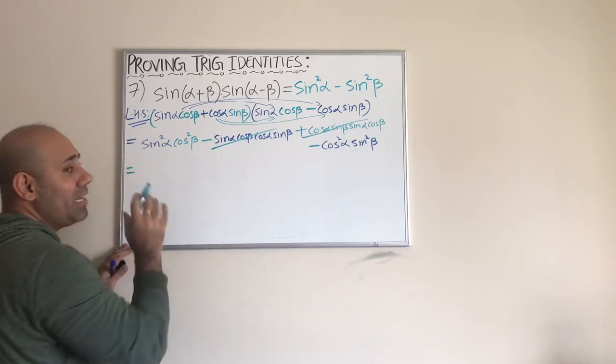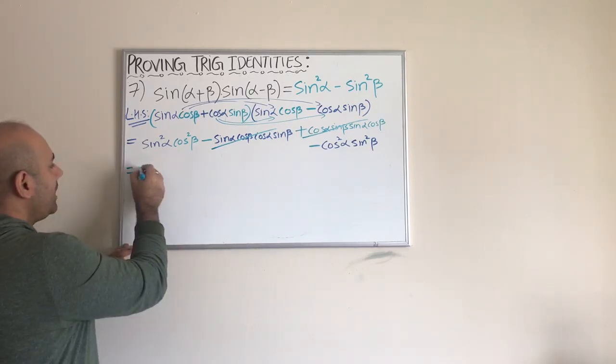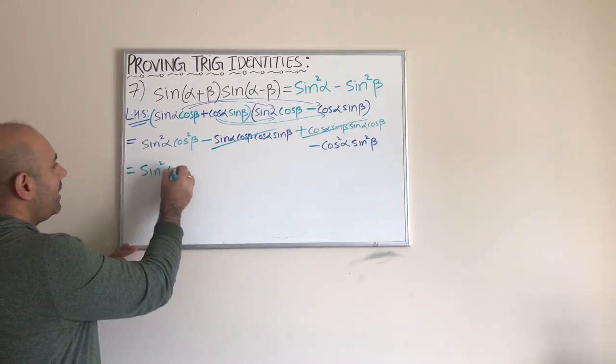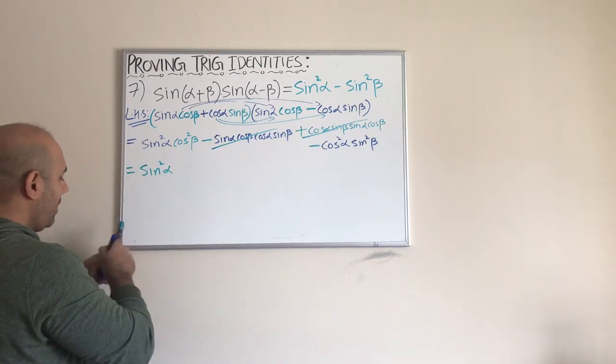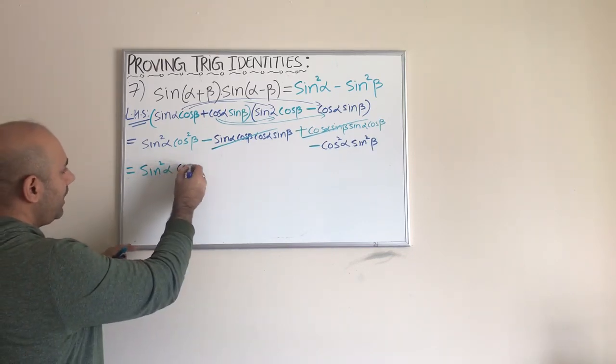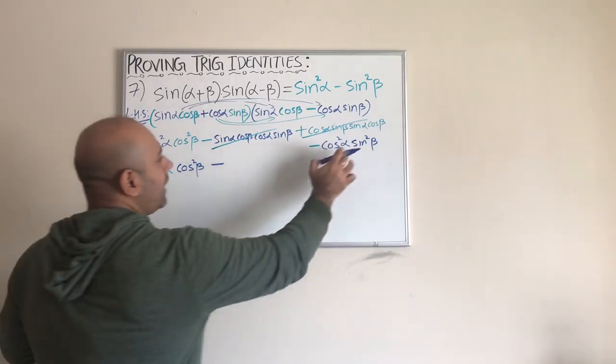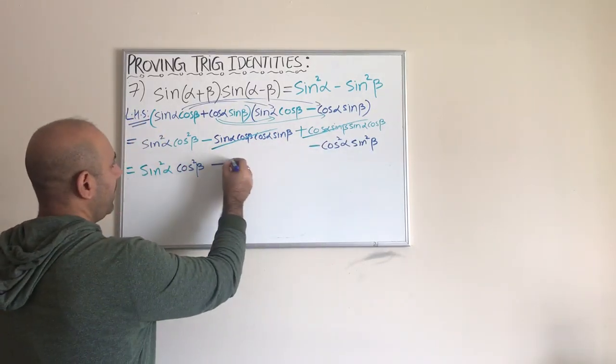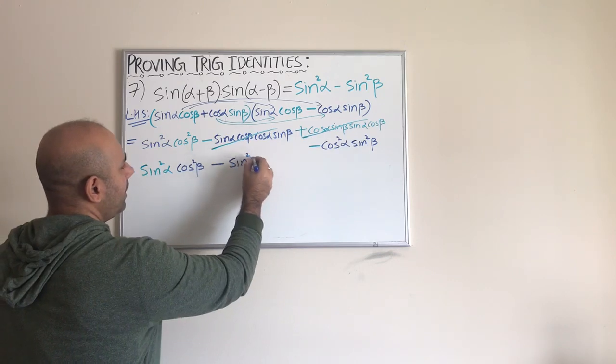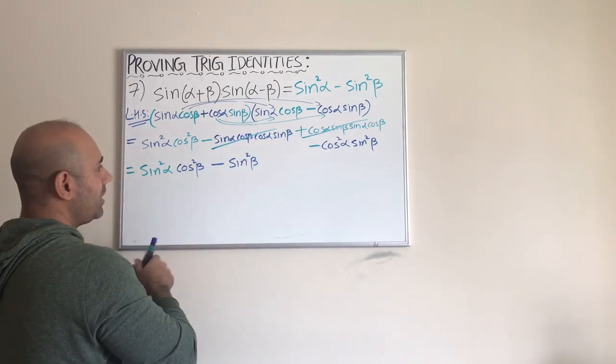So let us just write what is left. What is left is sine squared alpha, and then there is a cosine squared beta. We have to write that as well. And then there's a minus, and I can write sine squared beta first, and then I'm going to write the cosine squared alpha.